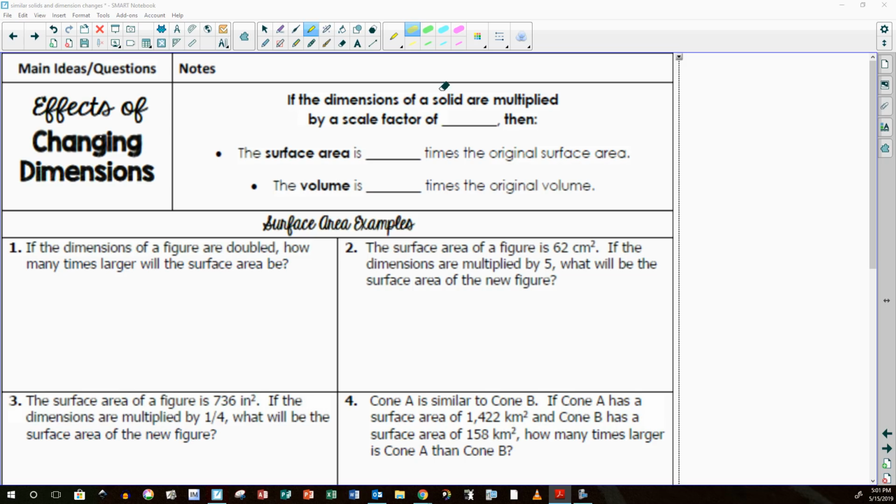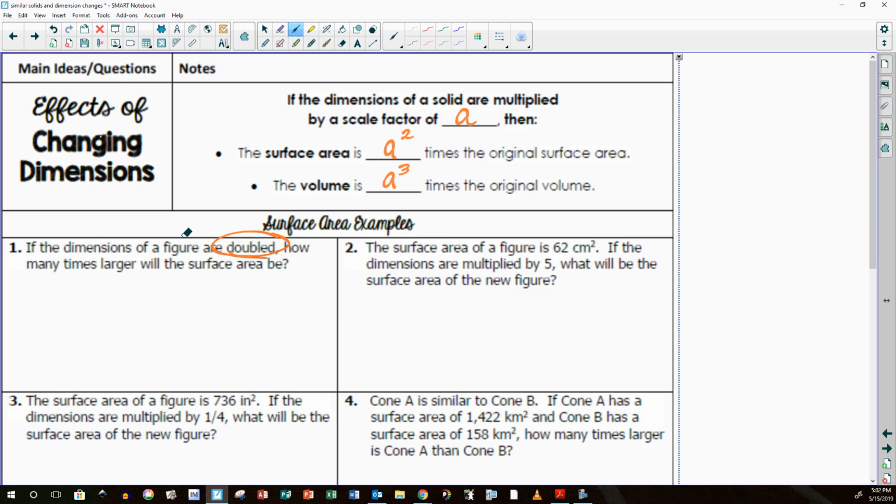All right, so if the dimensions of a solid are multiplied by a scale factor of A, then the surface area is A squared times the original, and the volume is A cubed. So this goes back to our SAV table. It says if the dimensions of a figure are doubled, how many times larger will the surface area be? So all you do is you take how you're changing it. So I'm going to double all of the linears, okay?